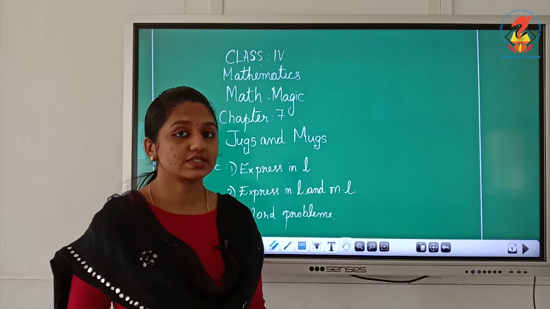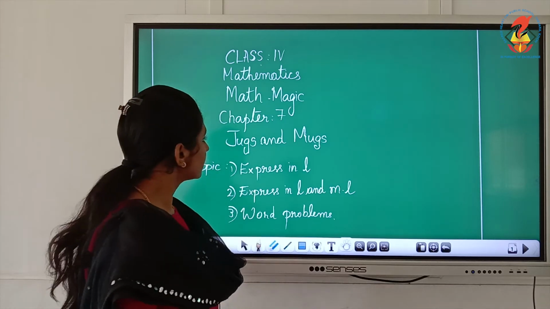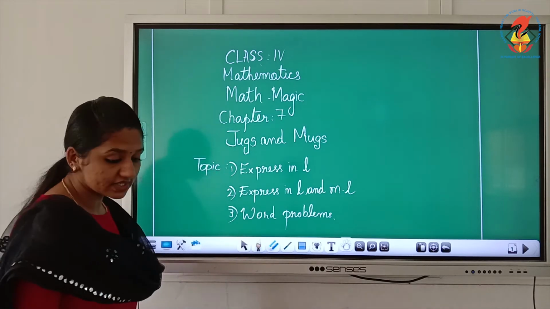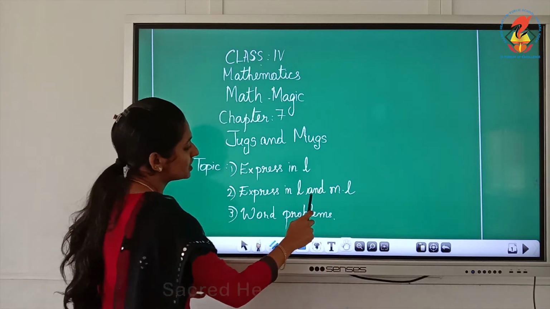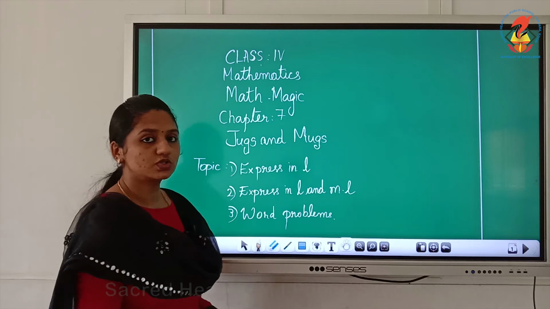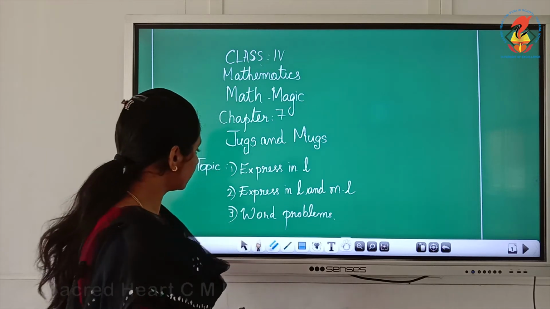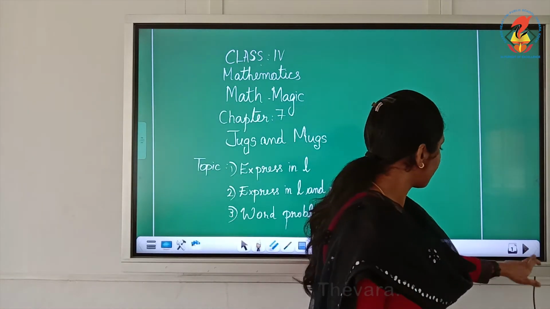Today we are discussing chapter 7, jugs and mugs. The topics are express in liter and milliliter, and some word problems. Okay, we can start the class.